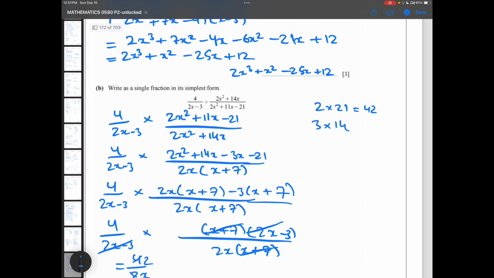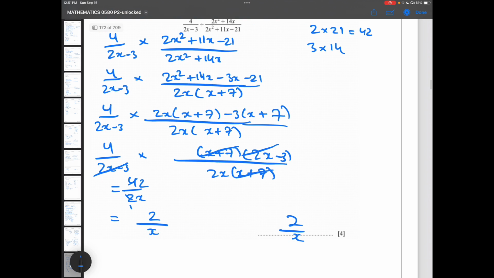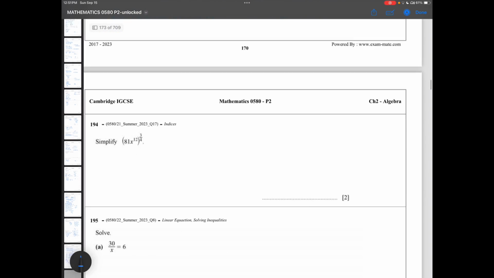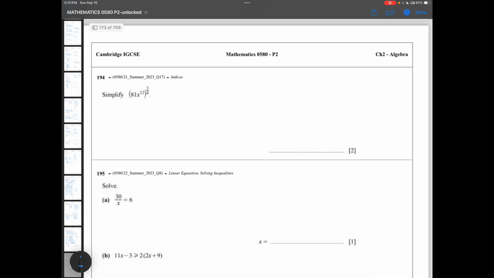So we have basically written this fraction into the simple fraction in its simplest form. Now, question number 194. It says (81x^12) to the power 3/4 on the whole bracket. So it means this 3/4 power is being applied to 81 as well, and x to the power 12 as well. So we will apply it separately.